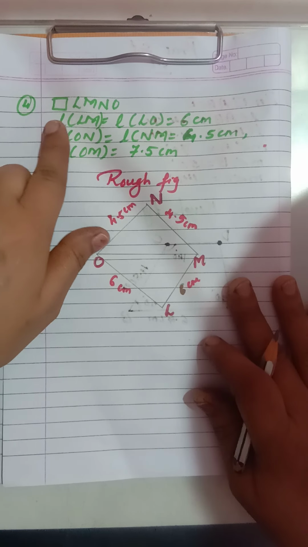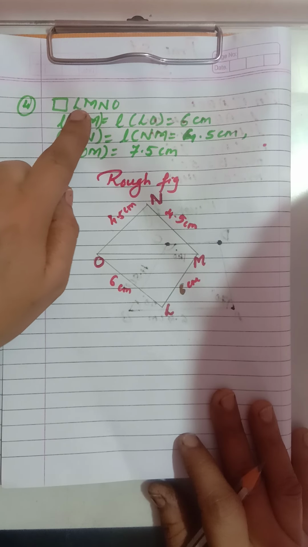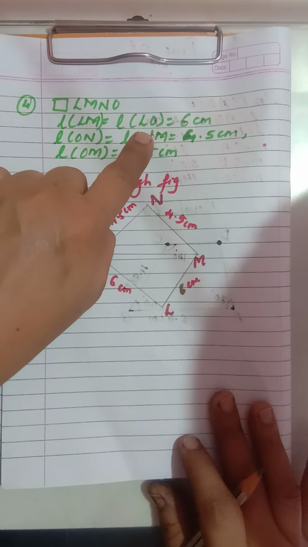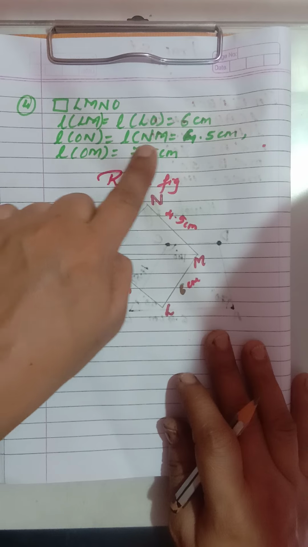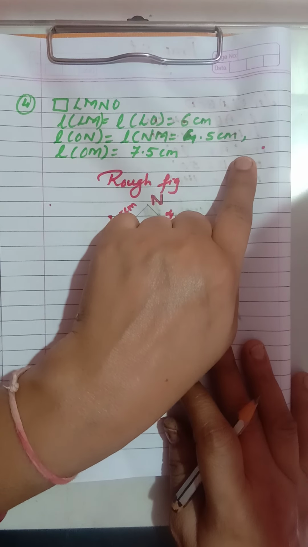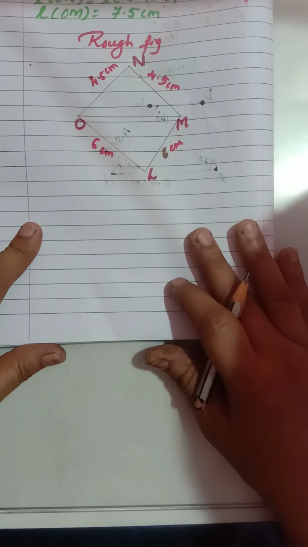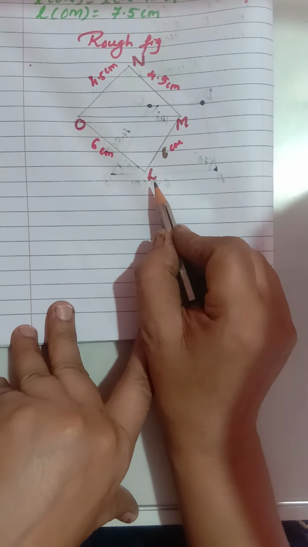Now let's continue with the fourth question, that is construct quadrilateral LMNO such that length of LM is equal to LO, that is 6 cm, length of ON is equal to NM, that is equal to 4.5 cm, and length of OM is 7.5 cm. Now children, you can see that I have drawn again the rough figure. What is the name of the quadrilateral?